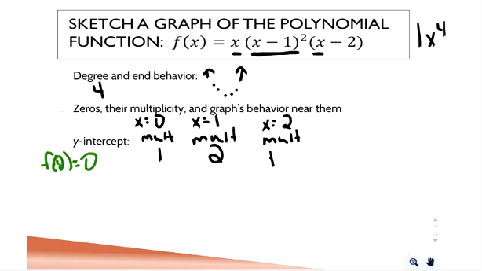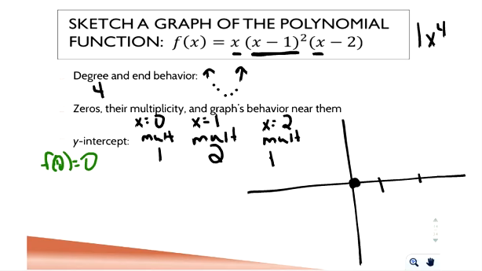Okay. To sketch this, all right, let's see. We've got an x-intercept at 0. We've got an x-intercept at 1. We've got an x-intercept at 2. It starts high. It ends high. And let's see. It's going to go through 0, bounce at 1, and up again through 2.